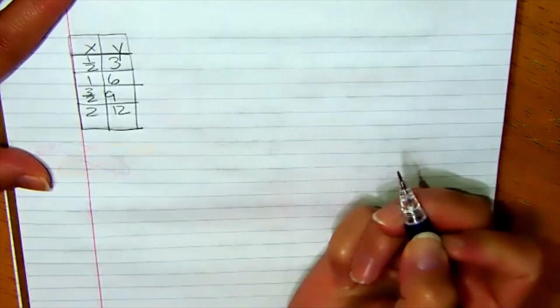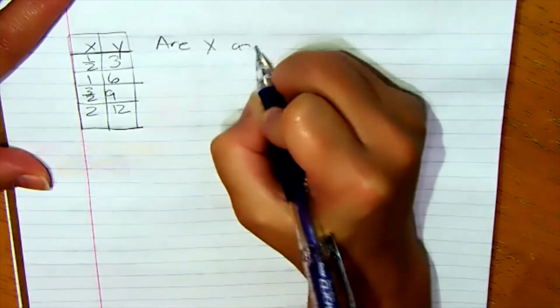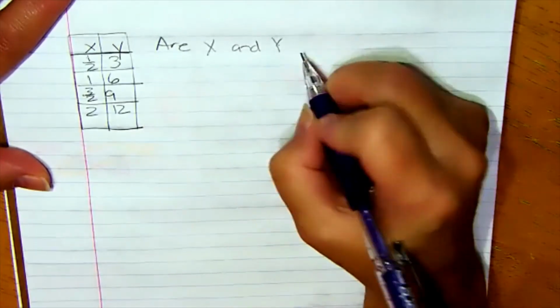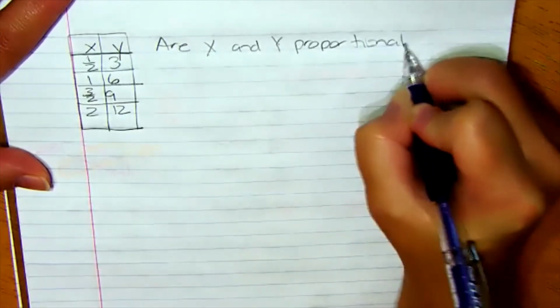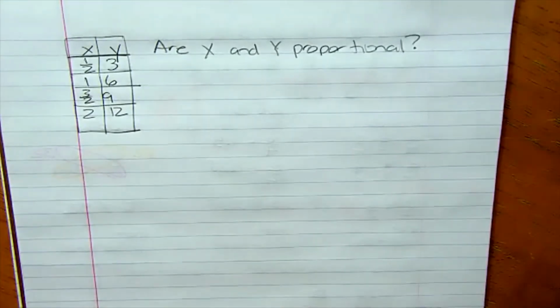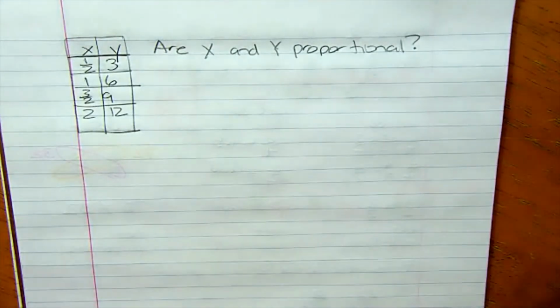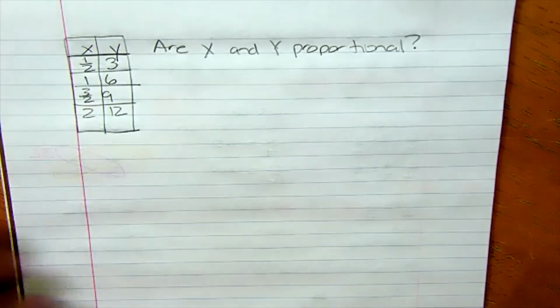So they give us this table and they ask us, are X and Y proportional? Are X and Y proportional? Okay. The first thing I'm going to do, I'm going to turn my X and Y's into fractions.